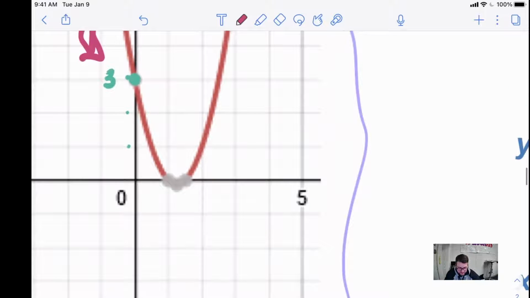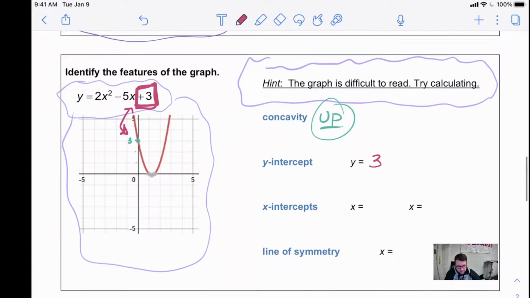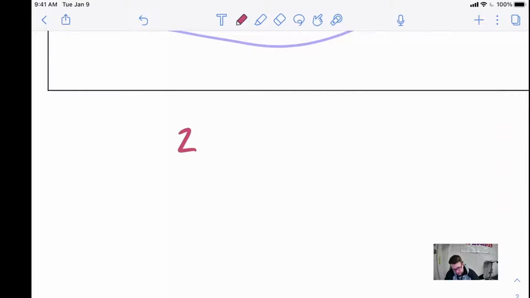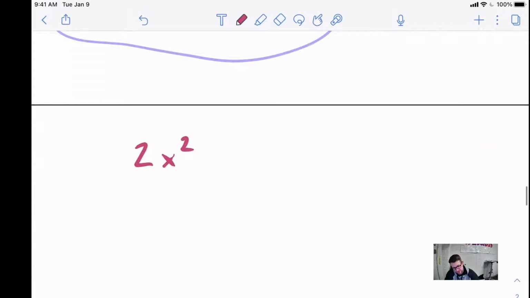Now, the x-intercepts, I don't have a clue as to where those are right now. So we are going to have to calculate to find those. Line of symmetry looks pretty tough here too. So let's start by finding our x-intercepts. Remember, to find our x-intercepts, you want to take the given function and factor it. This one looks like it's a tougher factoring problem, but definitely doable. So we have 2x² - 5x + 3.